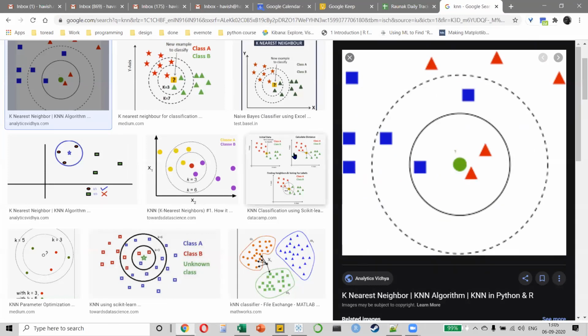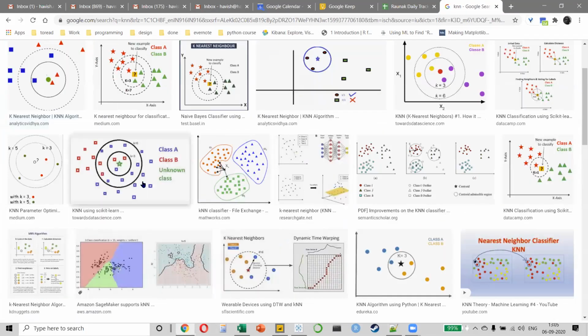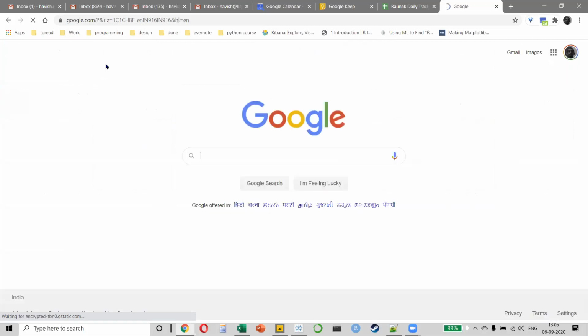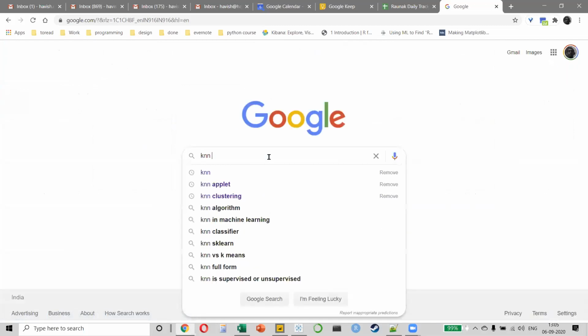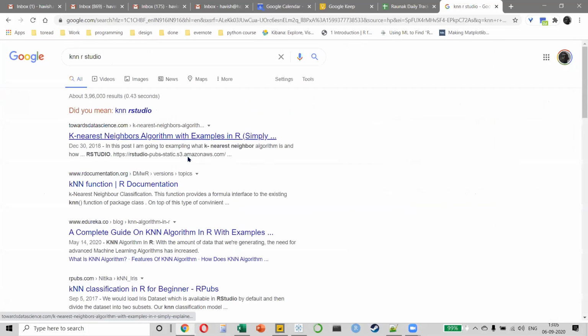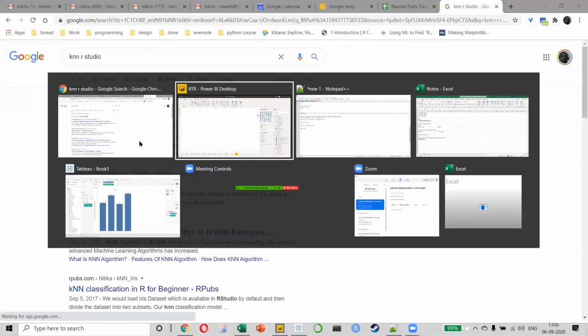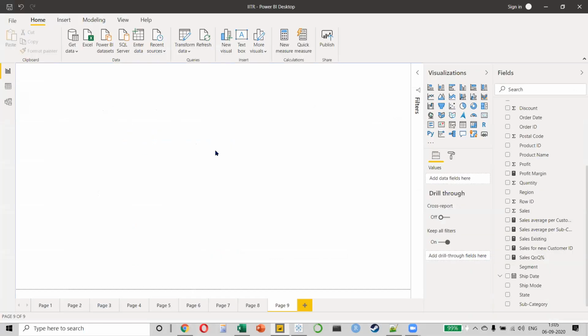We can do this on Python, we can do this on R. Basically, KNN is so obvious that whatever you're working on, you can do it on Python, you can do it on R, so it's available on literally every platform. How do we do it? Very, very simple. In Power BI, we will make a scatter plot.